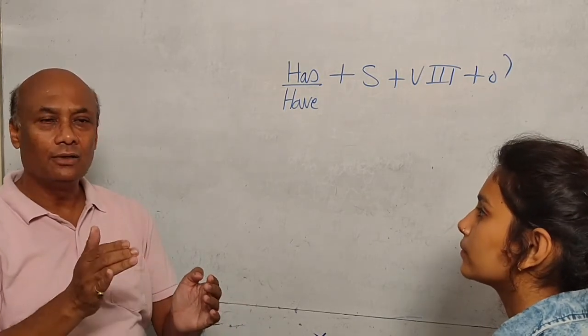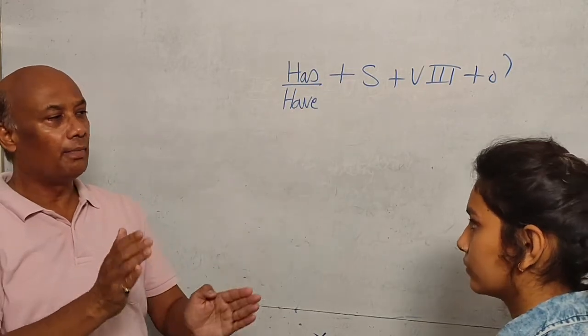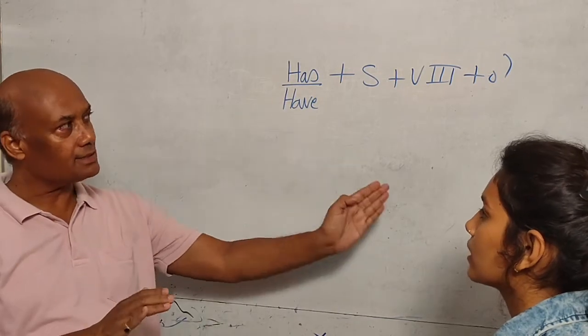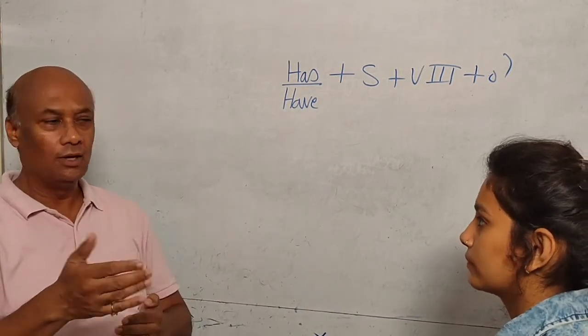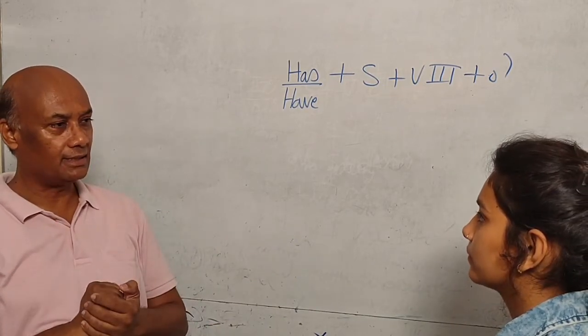So, here, Lavina has used subject, has, and then third form. My younger sister has passed her examination. My brother has passed his examination. For brother, his. For sister, her.